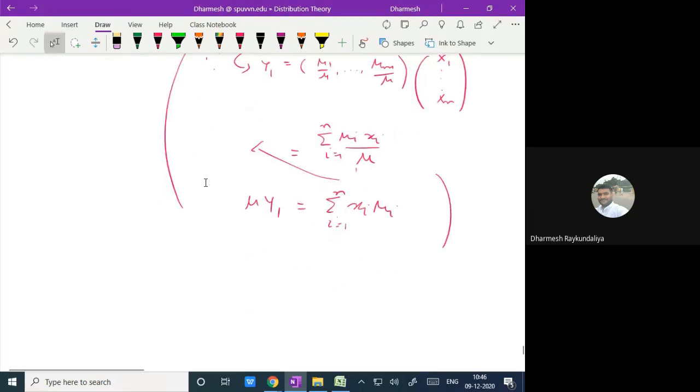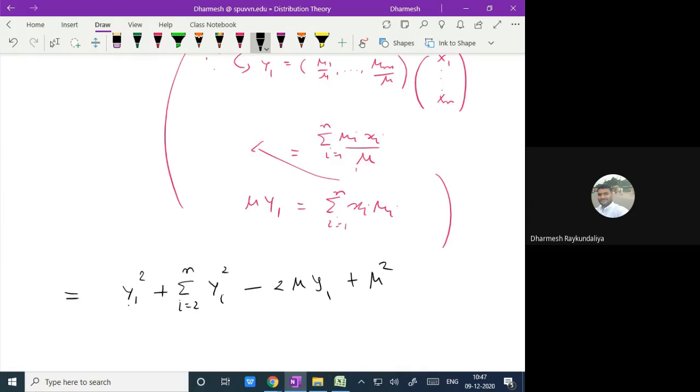Okay, so summation yi square is equal to, can I write it as y1 square plus summation i running from 2 to n yi square? I can write y1 square minus 2 mu y1 plus mu square, which is nothing but y1 minus mu whole square, plus summation i running from 2 to n yi square.